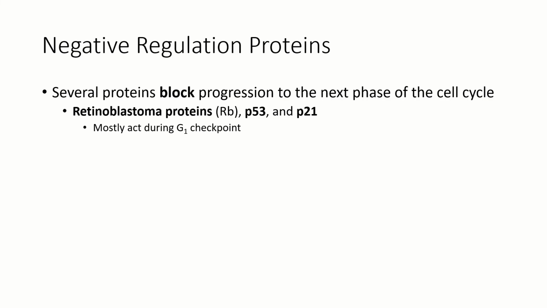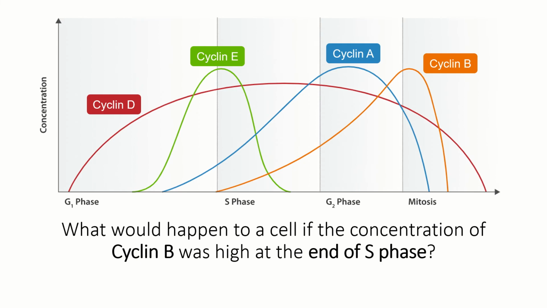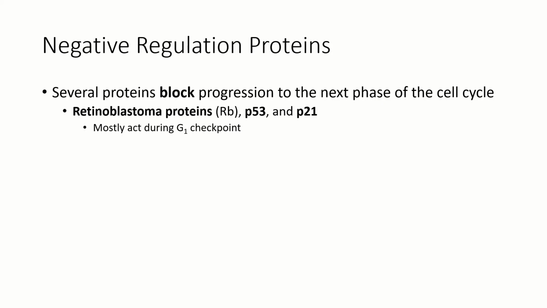All right, so what about the negative regulation protein? So this cyclin-dependent kinase, this is the positive regulation, okay? Promotes movement into the next phase. Negative regulation is going to say, whoa, hang on. Okay, so remember we talked about the checkpoints. So these are part of that checkpoint process. There's a bunch of proteins.